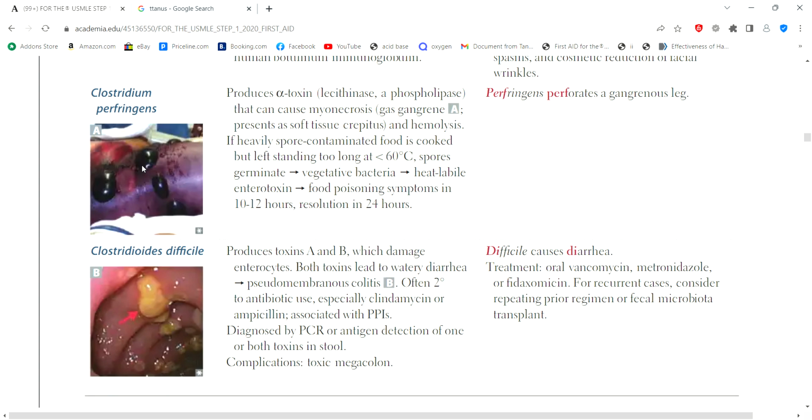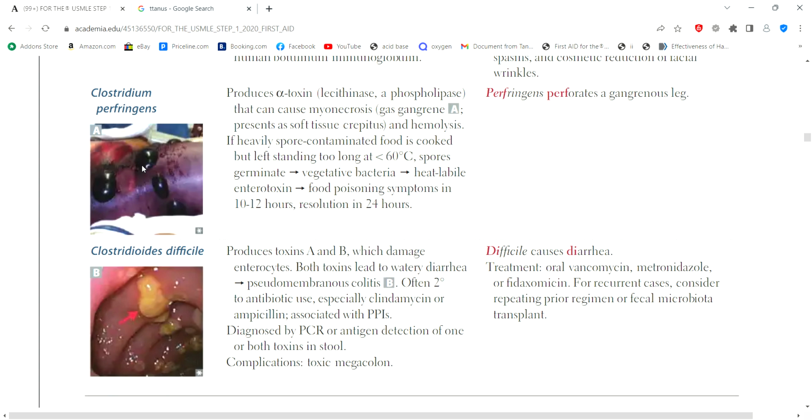It's diagnosed by PCR or antigen detection of one or both toxins in the stool. Which toxins? Toxins A and B. Complications include toxic megacolon, where the infection causes dilation of the colon and it can rupture, leading to sepsis.